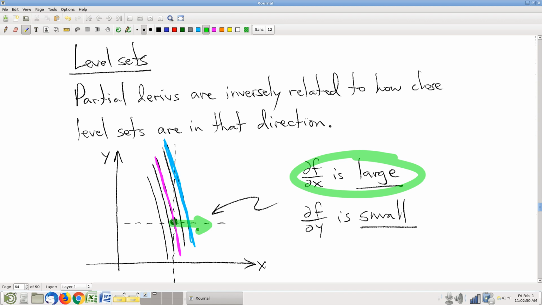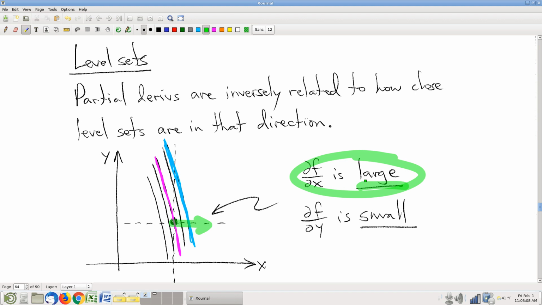So how to quantify this from the picture is hard to say, right? But in some sense, we feel like this partial derivative is large because the function's change is large per unit distance traveled in the x direction.